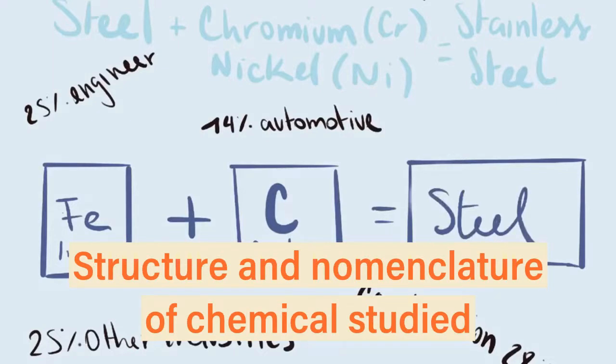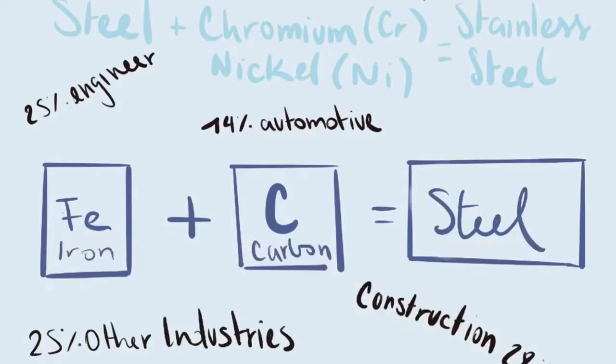For the structure and nomenclature, the iron carbon alloy is the base material of steel. The proportion of carbon in the alloy determines the initial strength and ductility, the ability to be drawn into wire or to be worked. When the alloy has a larger proportion of carbon in it, the steel is stronger. However, it is less ductile than a lower carbon alloy.